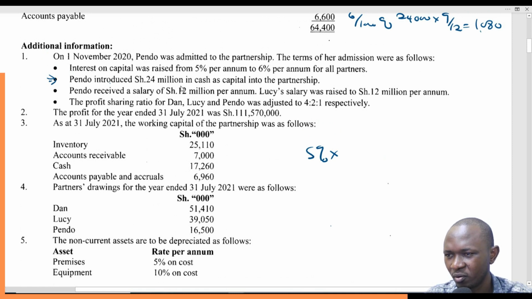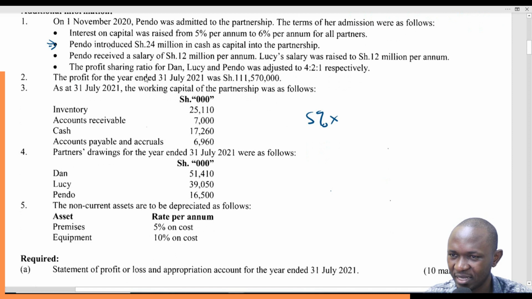Pendo introduced 24 million in cash as capital into the partnership. That will go straight to capital account. It doesn't have any effect on the partner's current account. Then Pendo received a salary of 12 million per annum. Then Lucy's salary was raised to 12 million per annum.